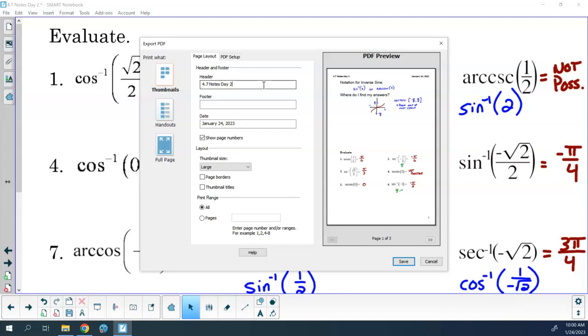4.7 is, we're getting into it now, that's the inverses, and then tomorrow we'll do compositions, like where we'll say the sine of the inverse sine of root 3 over 2. Yep.